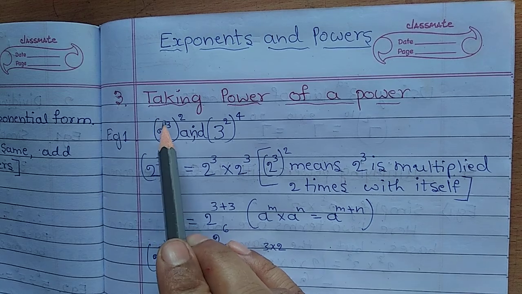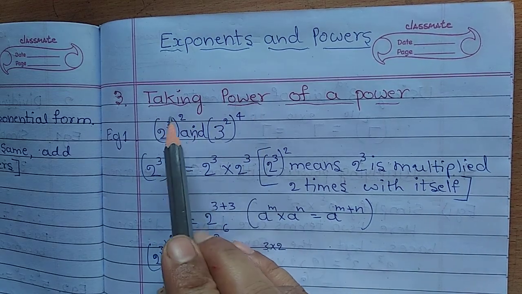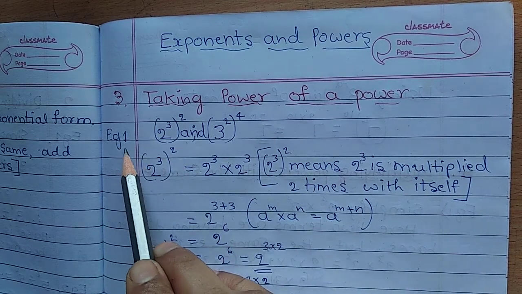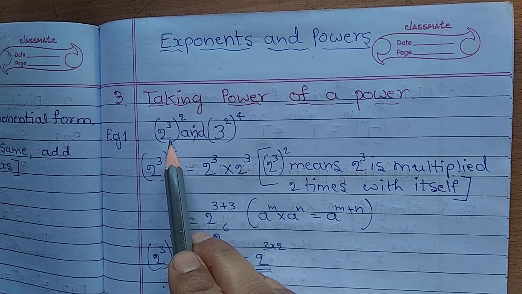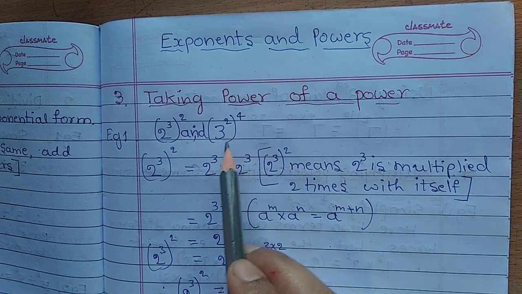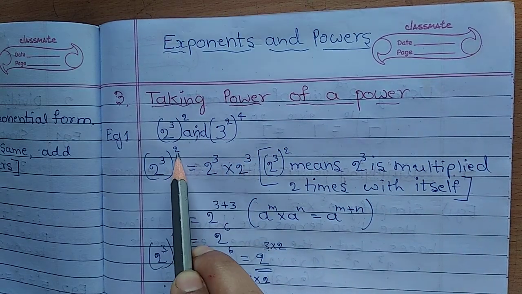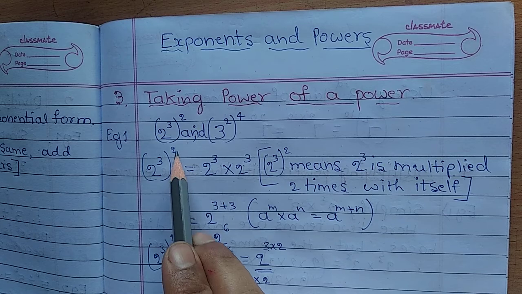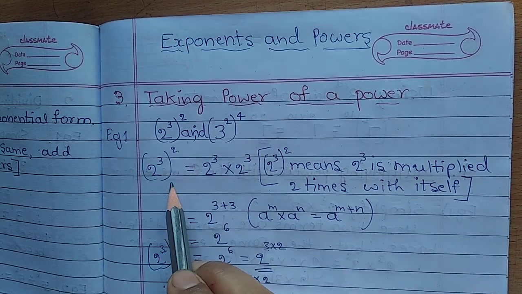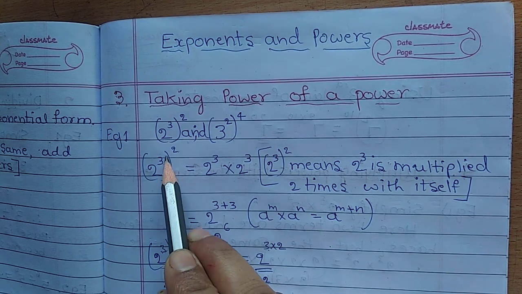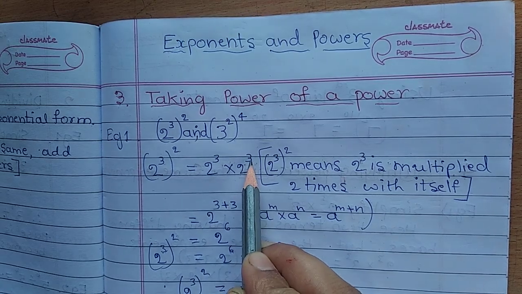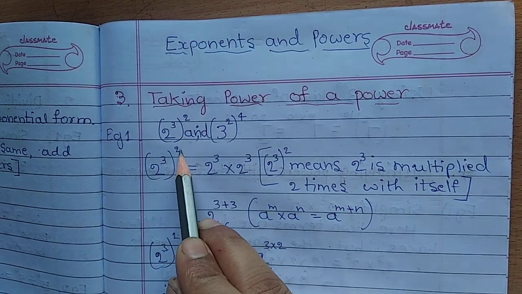Now we will study about third law of exponent, taking power of a power. We will discuss one example. Example 1: 2 cube whole square and 3 square whole raised to 4. First we will take 2 cube whole square. 2 cube whole square means 2 cube is multiplied 2 times with itself. Have you understood? 2 cube whole square is nothing but 2 cube into 2 cube.